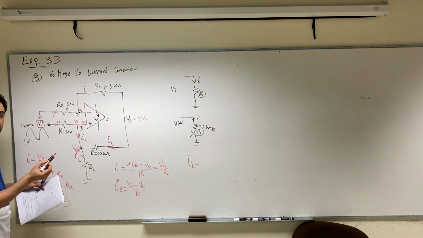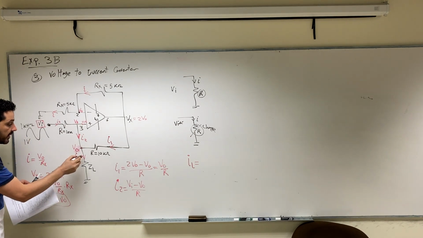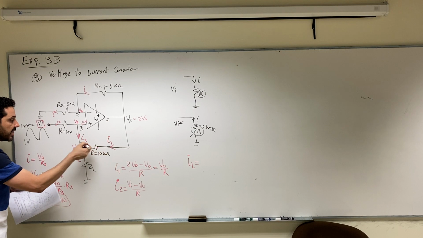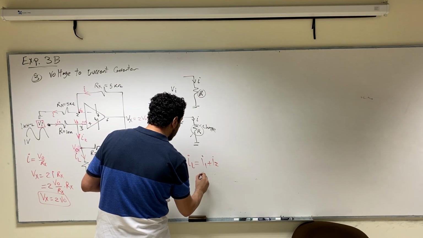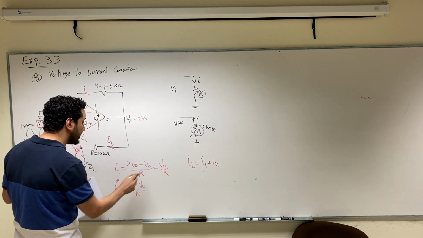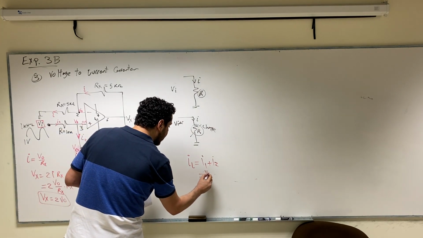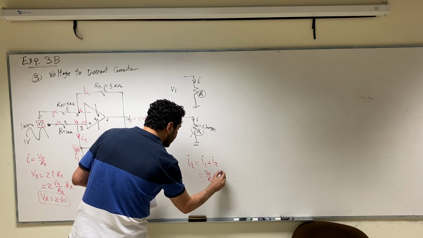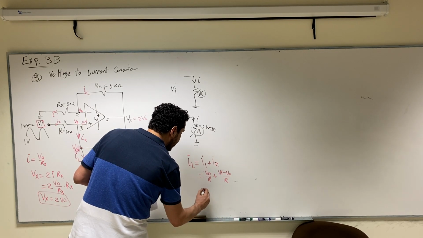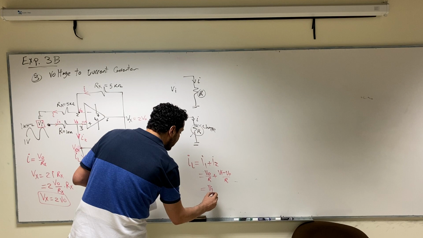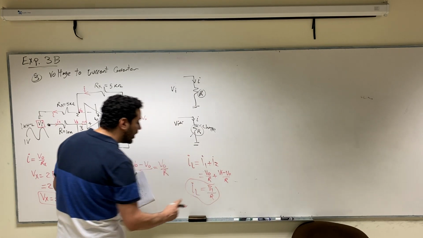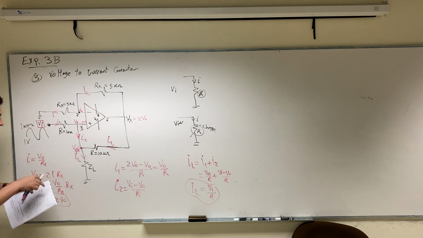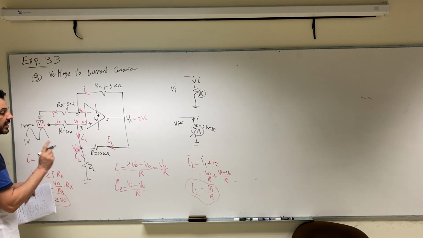This is the current law, right? The current law. I load, the current here, equals I1 plus I2. Let's add I1 plus I2. If we add I1 plus I2, it's V output over R plus V input minus V output over R. It will give you V input over R. So I load, the current that will go to your load, okay, it's V input over R.